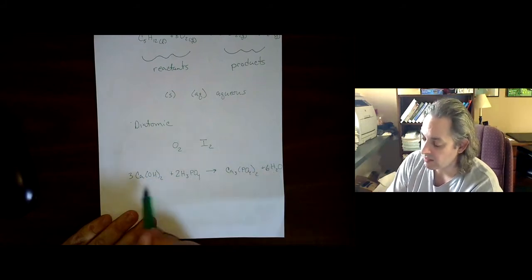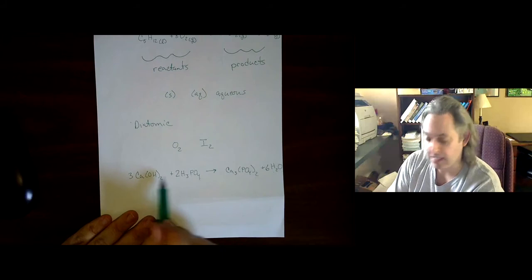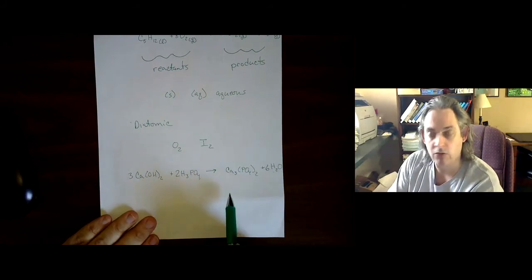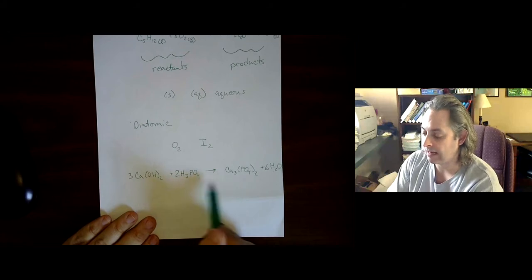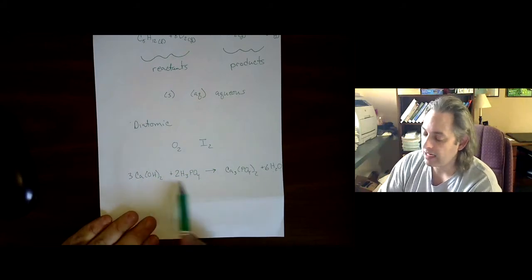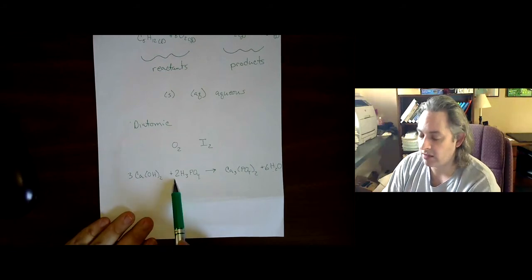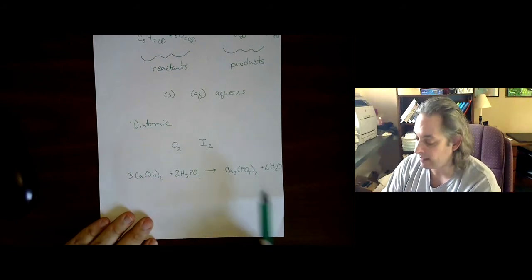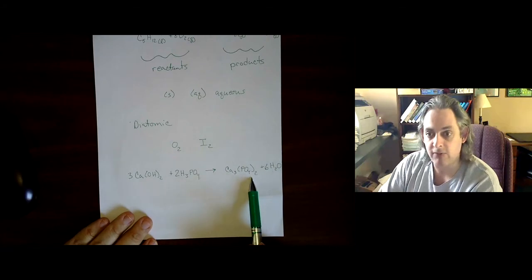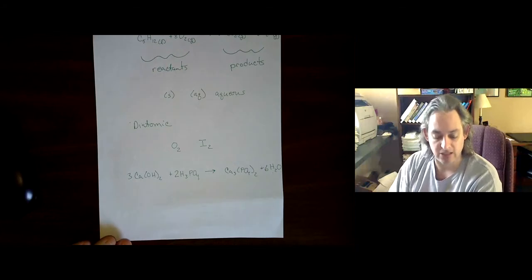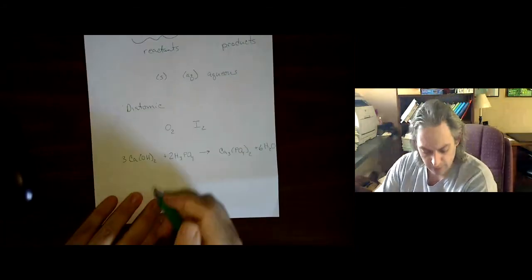6 oxygens, and we have 6 oxygens right here. The oxygens for this were taken care of with the PO4, so we don't need to worry about that in this case. So this right here would be the balanced equation. We have 3 calcium hydroxides, 2 phosphoric acids, makes 1 calcium phosphate, and 6 water molecules. This is a balanced equation. So let's do one more example.